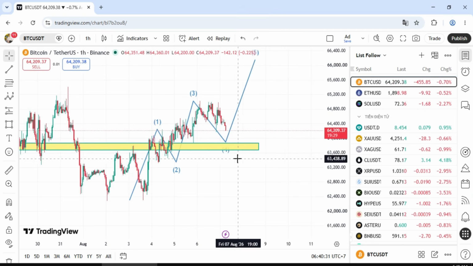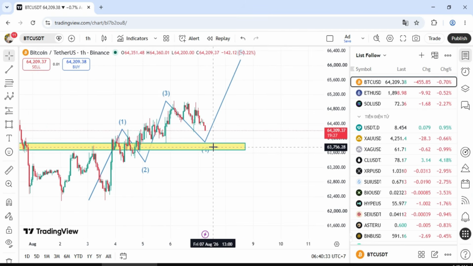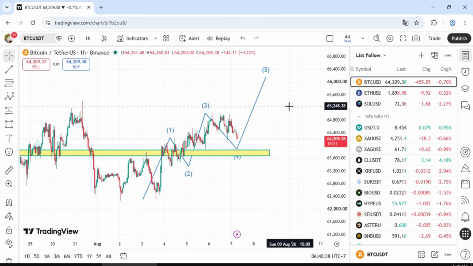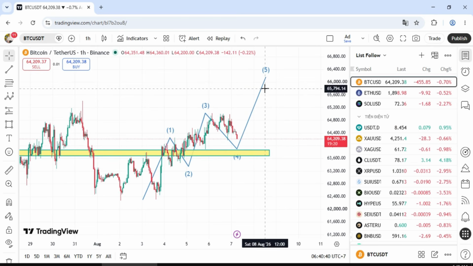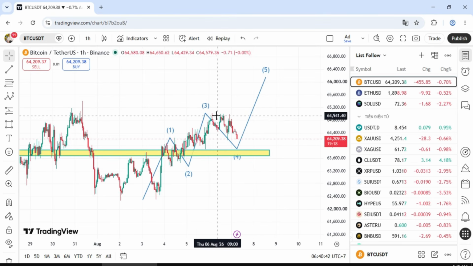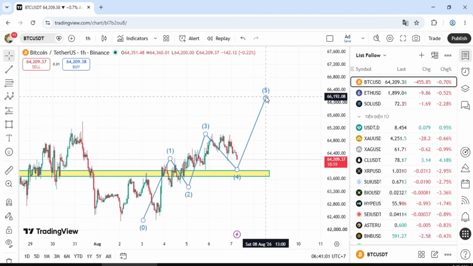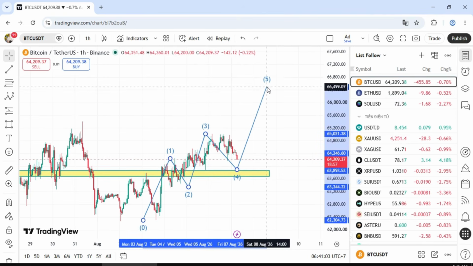If it holds well in this 63.7 thousand to 63.9 thousand zone and forms a reversal candlestick pattern to continue rising, then we will see BTC continue to run the Elliott wave 4 through 5 impulse wave. Currently, it is moving towards wave 3-4, right? If it can hold well in the zone from 63,700 to 63,800, then we will see it continue to rise to wave 4-5 up to the 66,500 zone. At this point, it's 66,500, everyone.